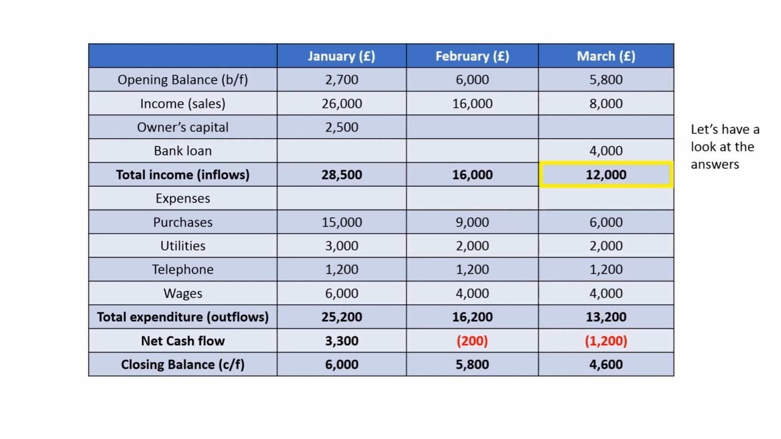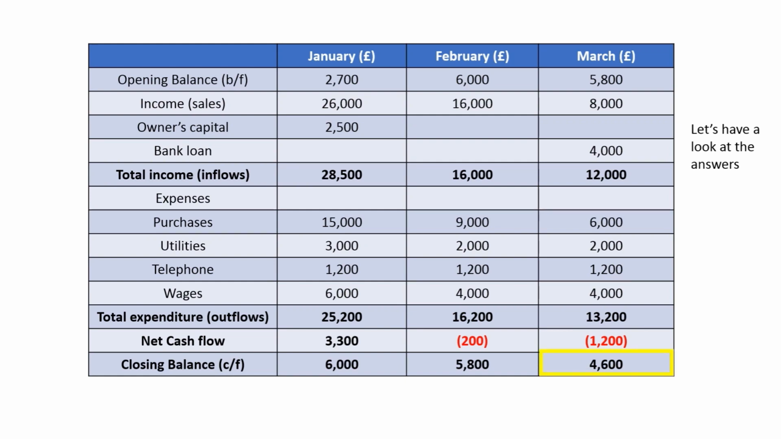And the same thing again, we add up our sales and our bank loan, which gives us our total income of 12,000. We then add up our total expenditure for purchases, utilities, telephone and wages, which comes to 13,200. We then get to our net cash flow, and again we seem to have spent more than we've had come in, so our expenditure is higher than our income, because we take the 12,000 income, we minus off the expenditure of 13,200, which gives us a minus figure of 1,200.